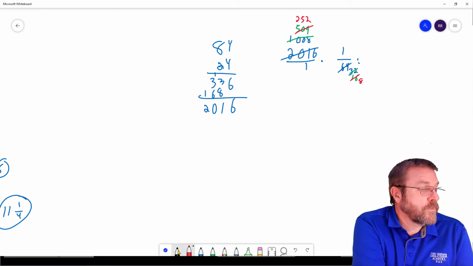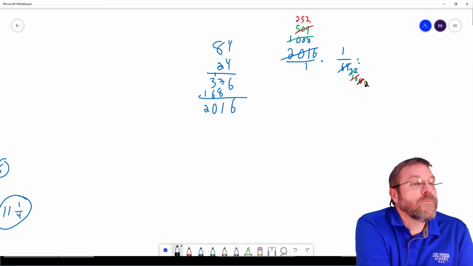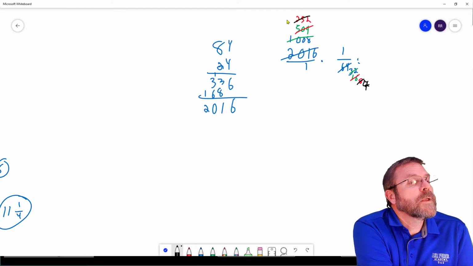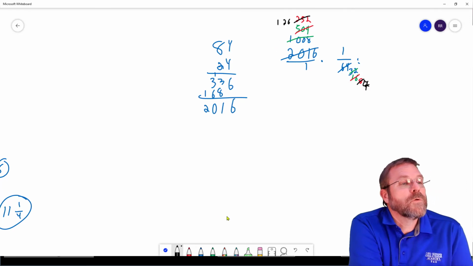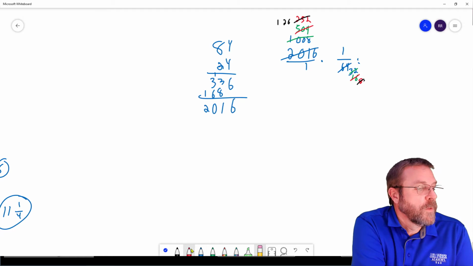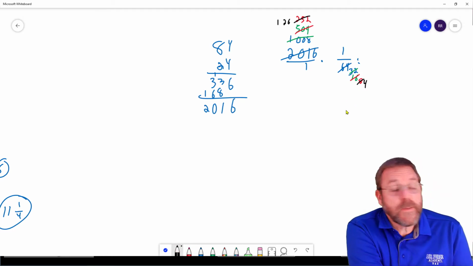Simplify it even further. I can say 2 goes into 8 4 times, and 2 goes into that. That's a little harder to do in my head. That's going to become 126. So now I'm at 4 and 126. We can still simplify that further.